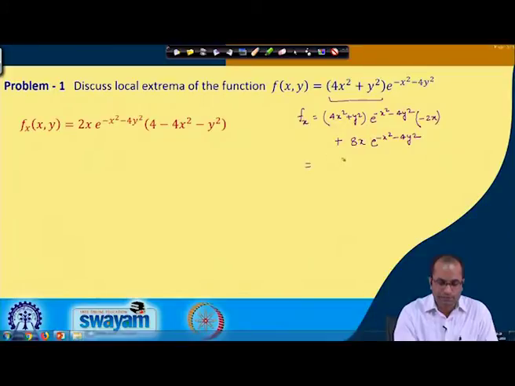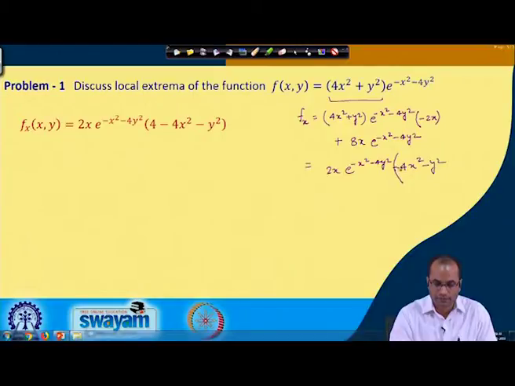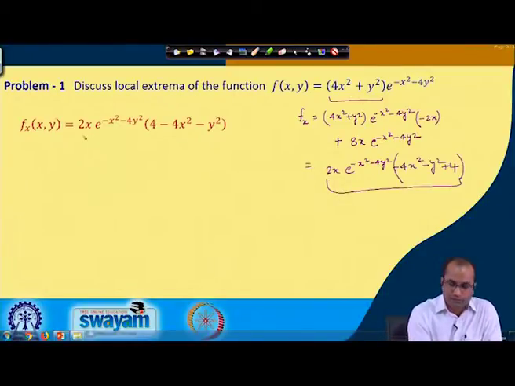Then we can take 2x common, with e power minus x square minus 4y square. From the first term we get 4x square and minus y square, with a minus sign because there was a minus there, and then since we have already taken out 2 times x and this exponential function, we get simply 4 here. So that is the first derivative of this function with respect to x: 2x times the exponential function times (4 minus 4x square minus y square).